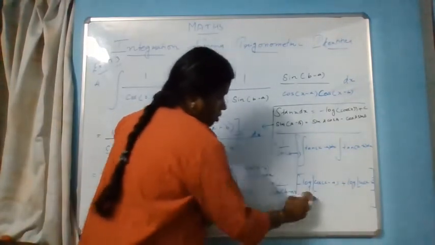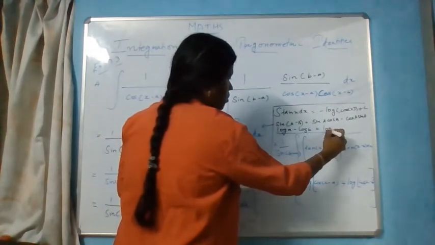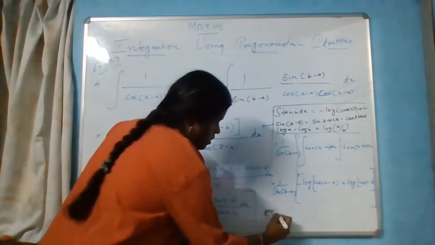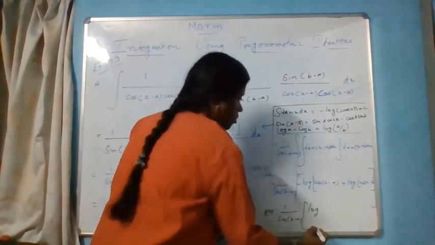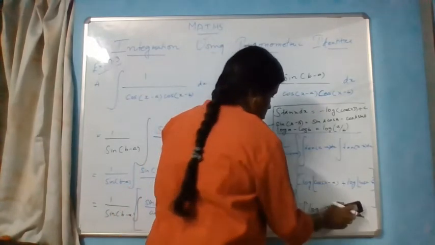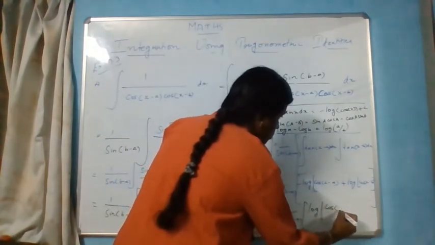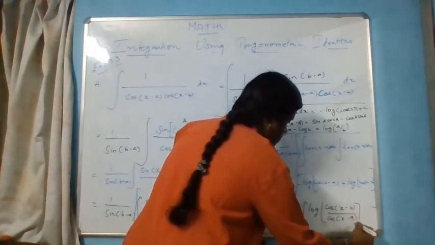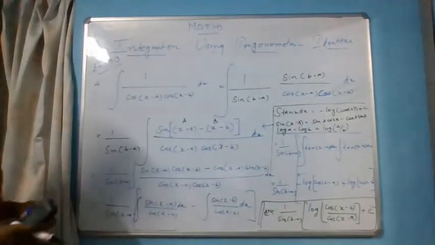Okay, so using that formula only we have done. And this log a minus log b is what? Log a minus log b is nothing but log a by b. So using that, you will be able to write the final answer: 1 by sine b minus a into log of cos of x minus b by cos of x minus a, plus c. So this will be our final answer.